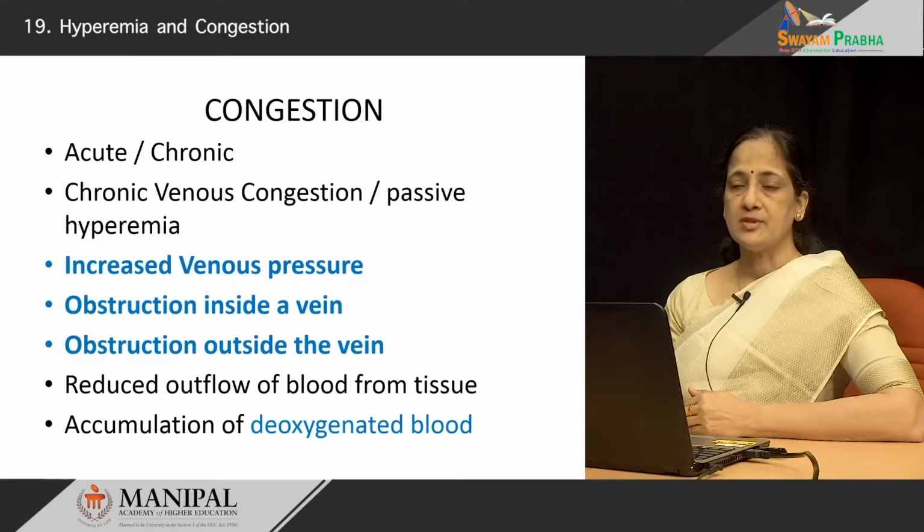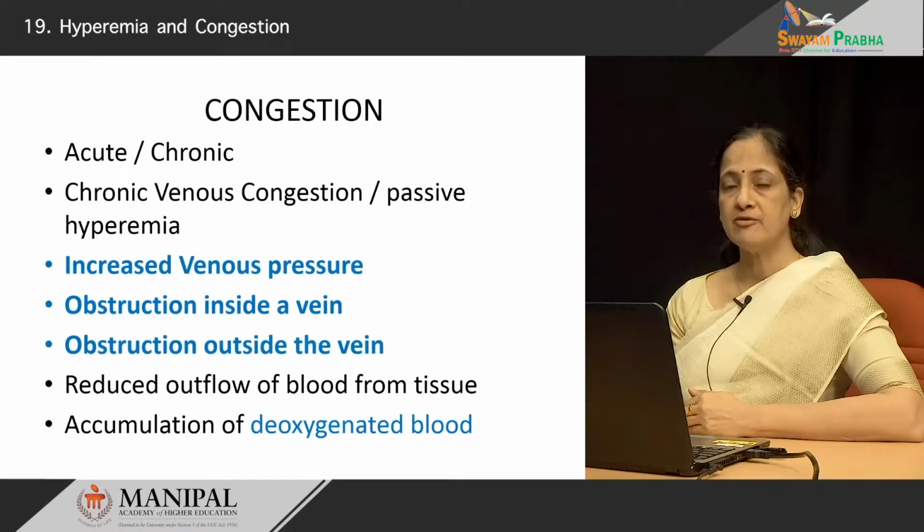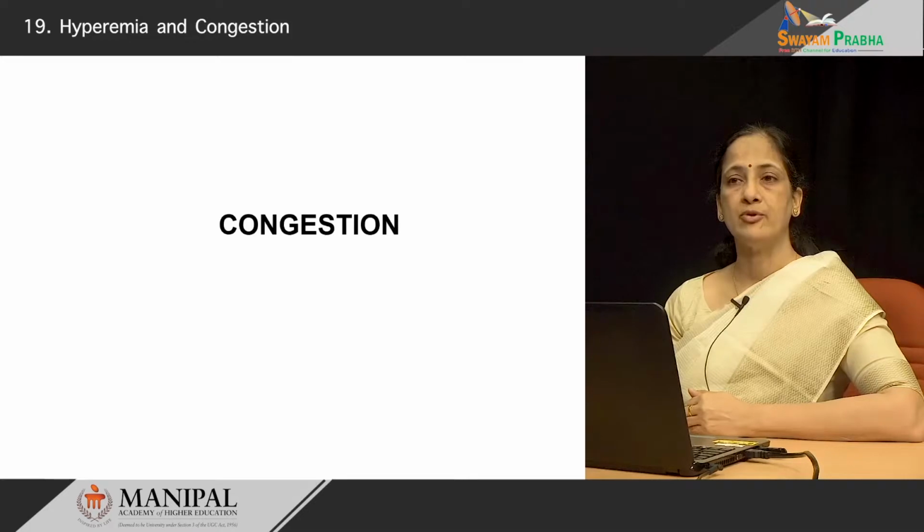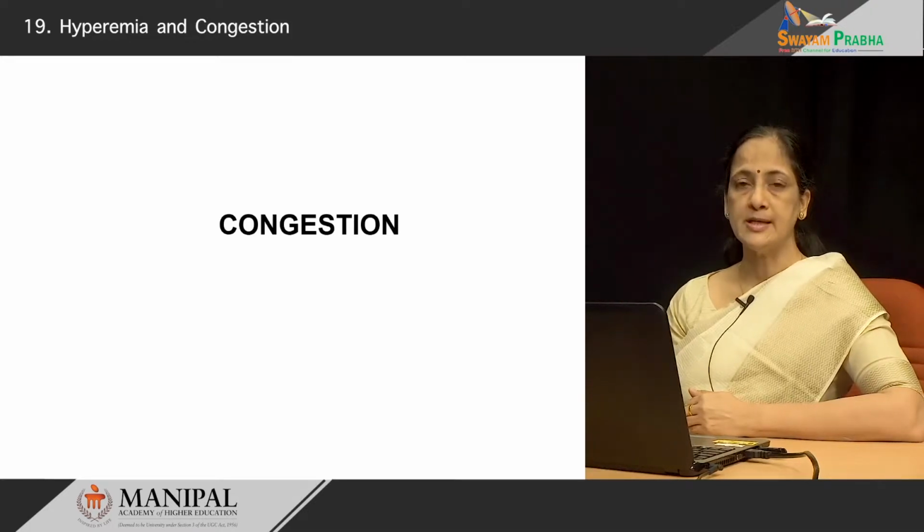What happens because of this venous congestion? One, there will be increased venous pressure. This can cause the congestion within the tissue. There can be obstruction inside a vein. For example, if a thrombus was to develop in a vein, it would cause congestion. Thirdly, the vein may be compressed from the outside, for example, by a growing tumor. Reduced outflow of blood from the tissue results in accumulation of deoxygenated blood and therefore cyanosis, as we already said.